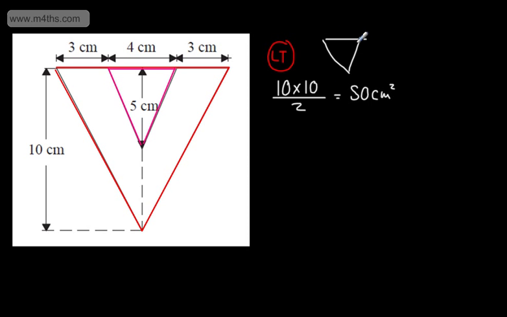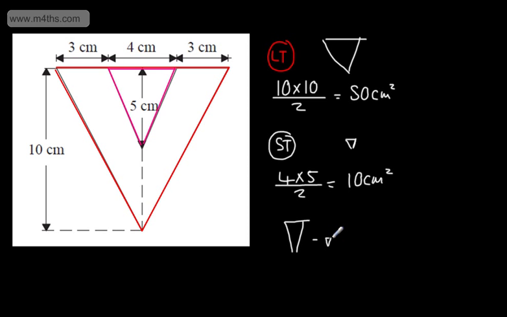So all I'm going to do is sketch that. If we now look at the smaller triangle, it has a base of 4 and a height of 5. So 4 times 5 divided by 2 is going to give me 10 centimeters squared. So that now is my smaller triangle. So I'm going to do the larger triangle minus the smaller triangle. So that will give me now 50 minus 10, which is going to give us 40 centimeters squared. So that's my answer, 40 centimeters squared. I've just taken it away.